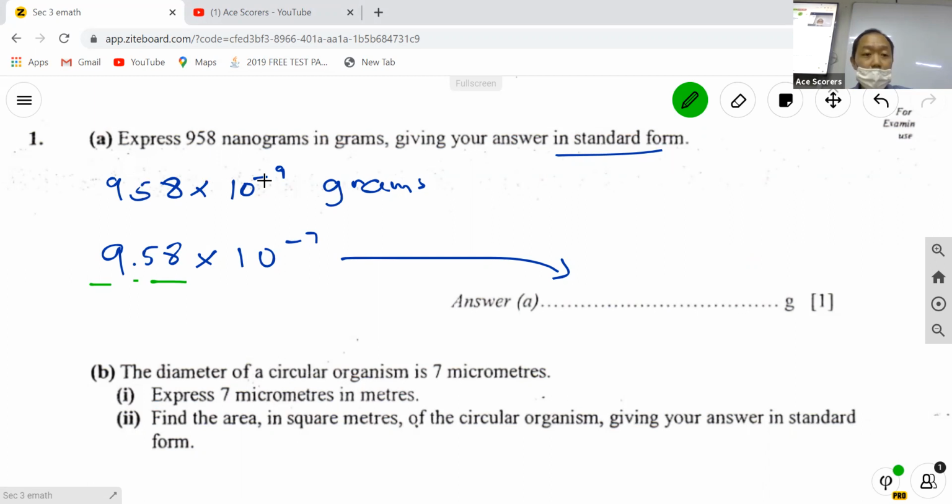So the other thing is, how did I change from negative 9 to negative 7? Why isn't it negative 11 or other numbers? Okay, so the process is this. You see 958. 958 is the same as 9.58 times 10 to the power 2. Okay, times 100. 10 to the power 2 is 100. You understand? So if you take the 100 and you put it into here, it becomes minus 7. Okay, that's the theory. Is that right?